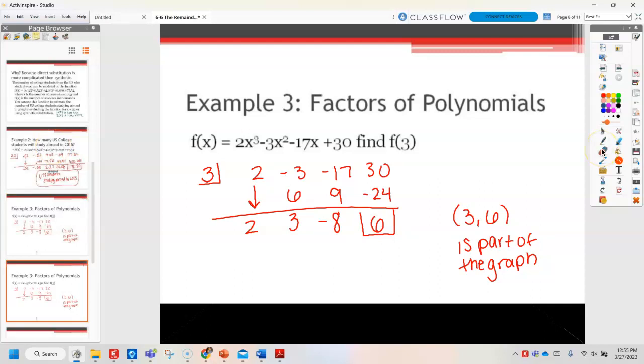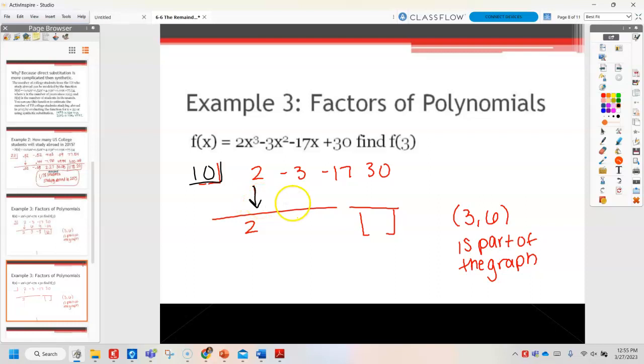So what's nice about having the same function each time is that the top coefficients are going to stay the same, and the only thing you have to worry about changing is the number in your box. So this method is really helpful if you do not have a calculator, because you would bring down your 2.